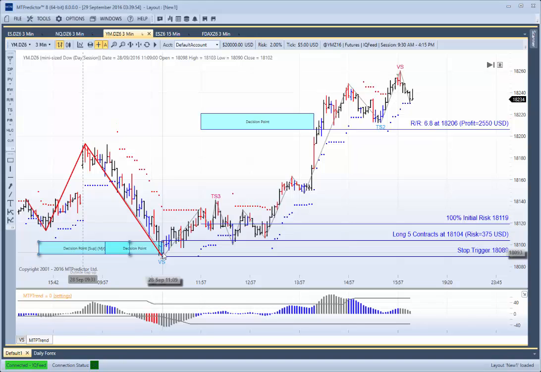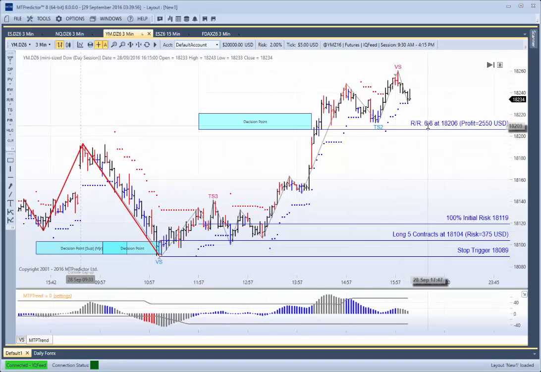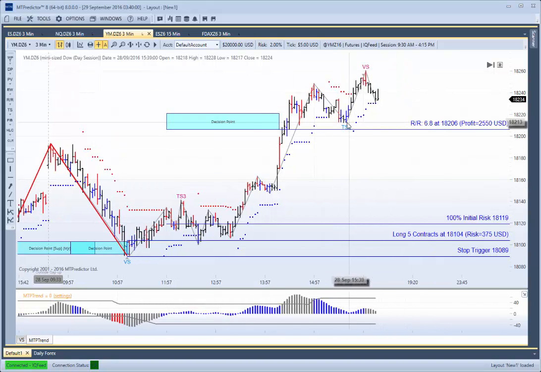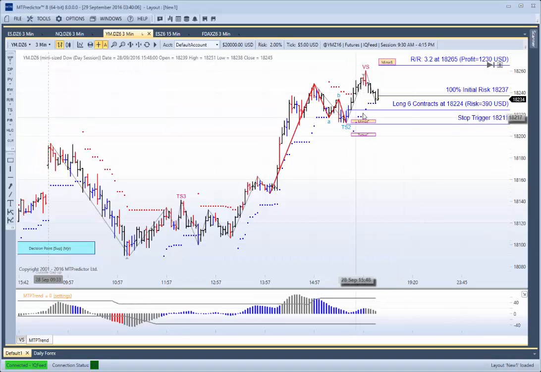It's amazing how many times we do that with MTPredictor, and the result was a very nice plus 6.8R profit. We also had another TS2 buy setup later in the day. You can see it came in here, didn't quite reach the target, but would have been stopped out for approximately 1R profit towards the end of the day.